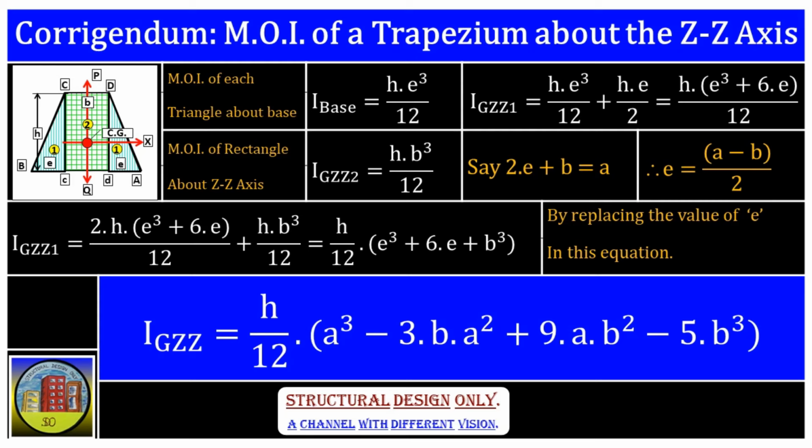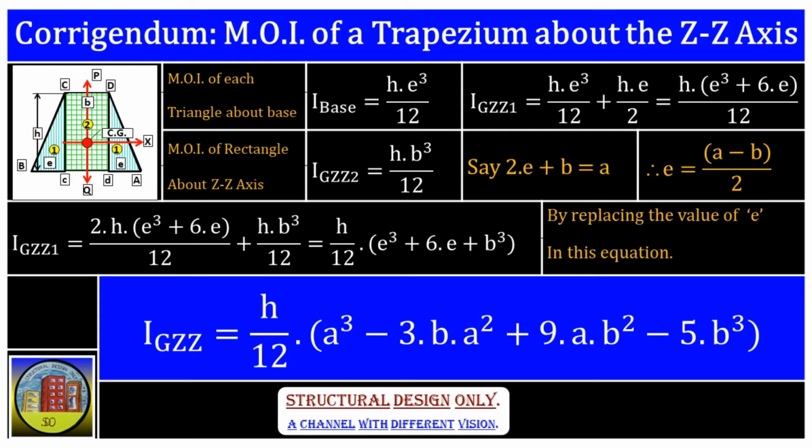By applying the theorem of parallel axis, we can say the moment of inertia of each triangle about a line PQ parallel to the base is IGZZ1. This line is nothing but the ZZ axis of the symmetrical trapezium. Therefore IGZZ1 equals I base plus area of the triangle into the perpendicular distance between the base of the triangle and the ZZ axis, equals h into e cube by 12 plus half into e into h, equals h by 12 into e cube plus 6e.